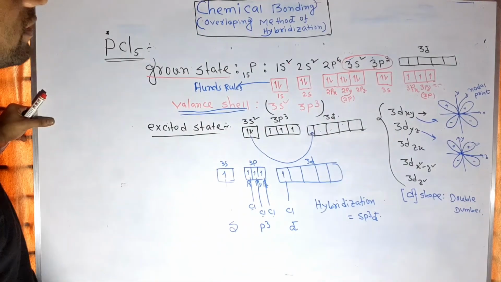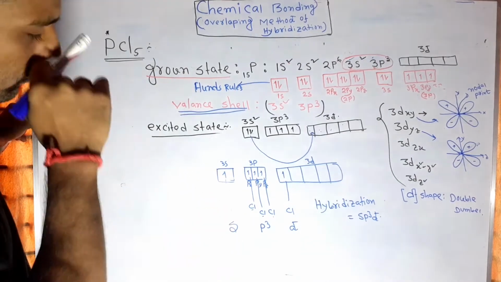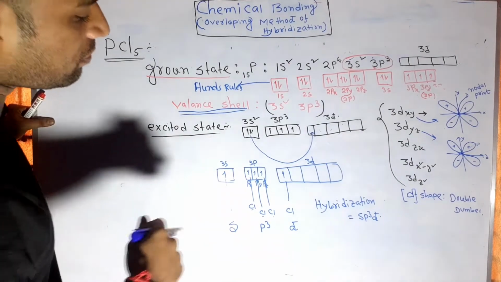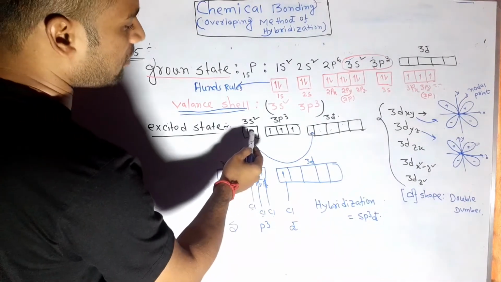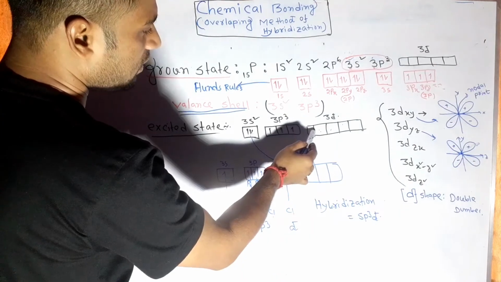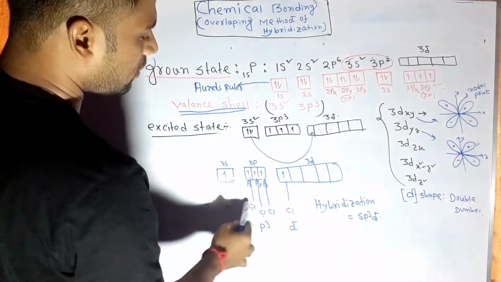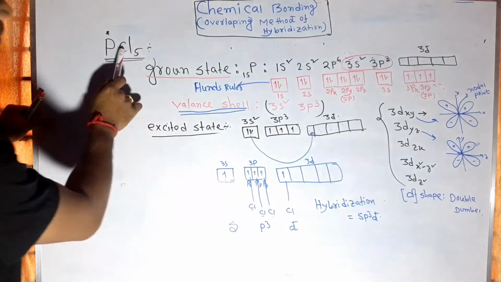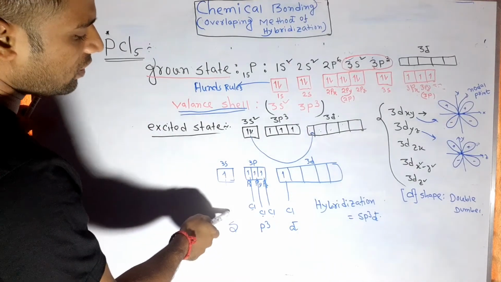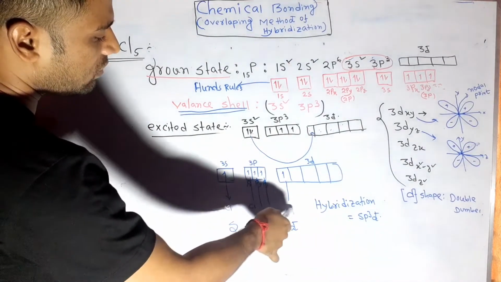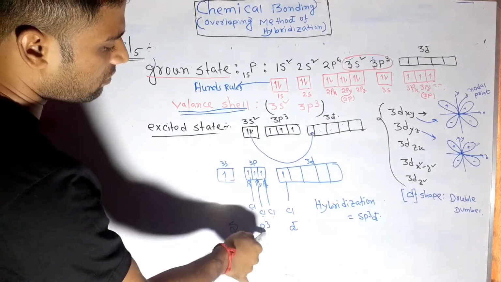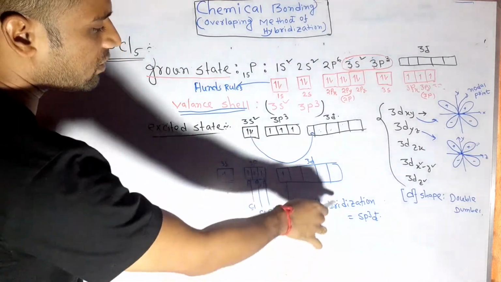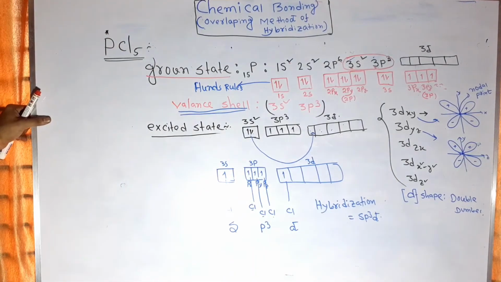Then the excited configuration: when photon particles come from sunlight and fall on the metal surface, then the electron is excited. The excited electron can jump from paired to unpaired condition. That means it jumps from 3s to the vacant 3d orbital. So this is the configuration. The number of surrounding atoms is 5, bonded with unpaired electrons. So these are the 5 unpaired electrons bonded with 5 chlorine atoms. So the atomic orbitals used are 1 s orbital, 3 p orbitals, and 1 d orbital. So the overall hybridization is sp3d. This is the complete procedure of the overlapping method for hybridization.